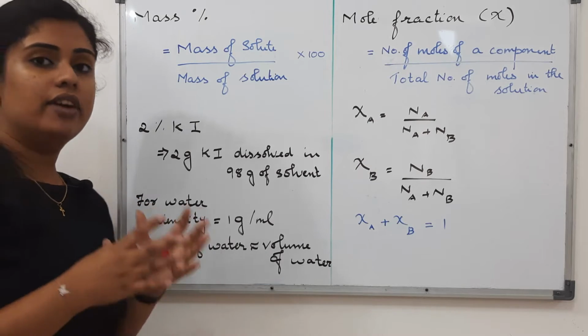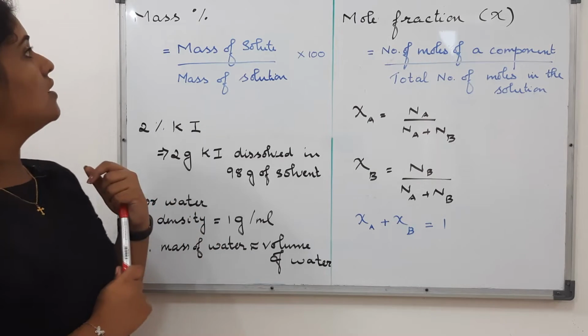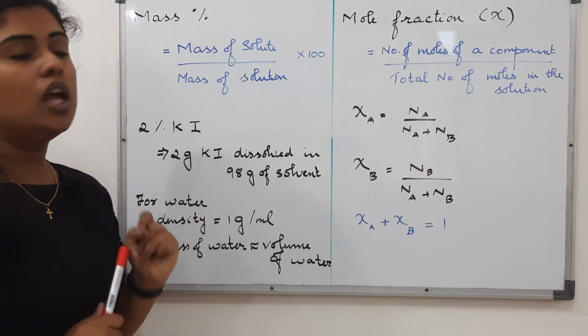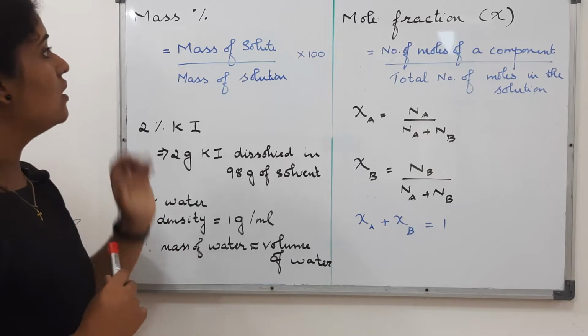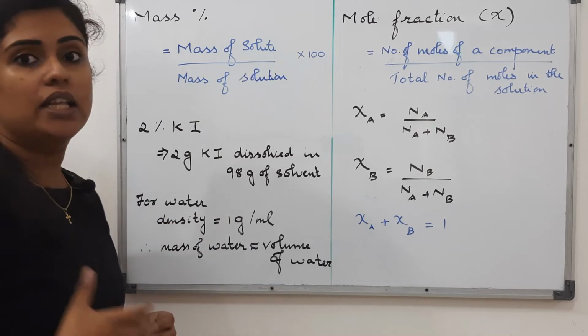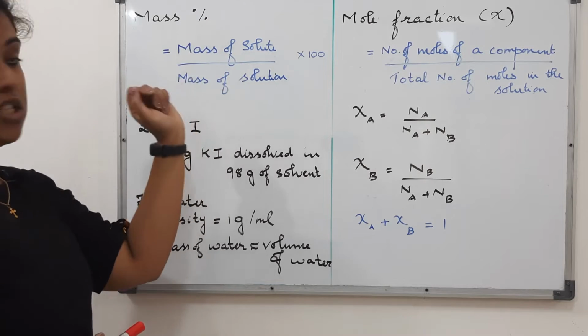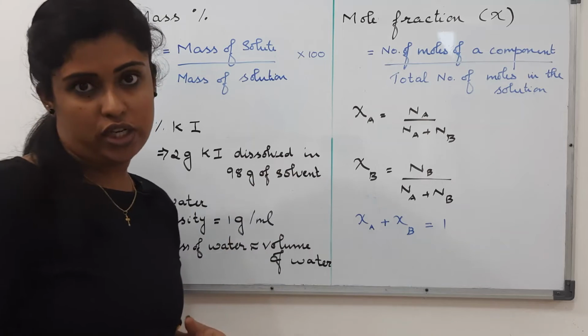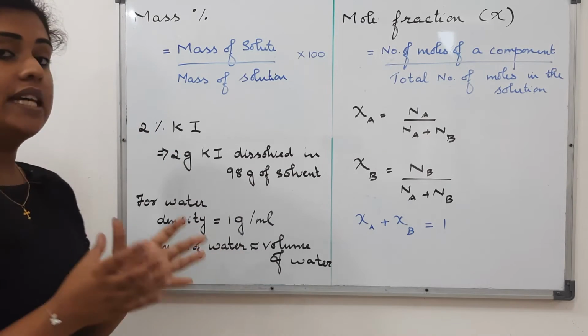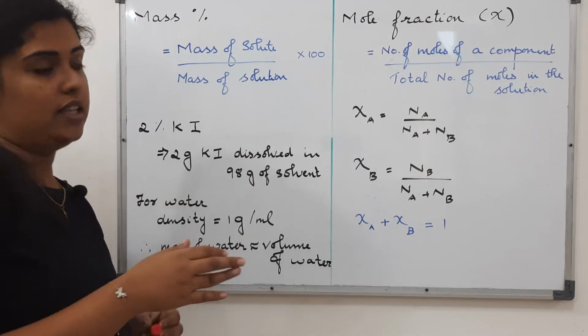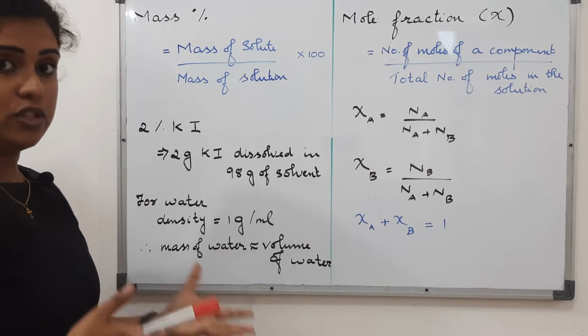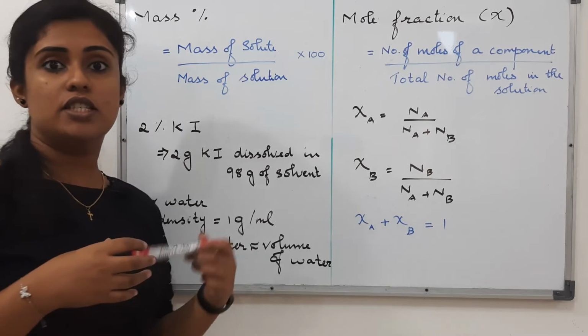And here we have the first form of expressing solution concentration, which is mass percent. So mass percentage is simply the mass of solute divided by the total mass of the solution, and since it is in percentage, you have to multiply it by 100. So if I say that I need to prepare 2% KI, that is mass percentage of KI is given as 2%, I am supposed to prepare 2% of potassium iodide.